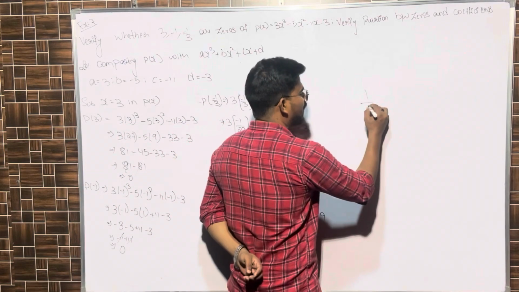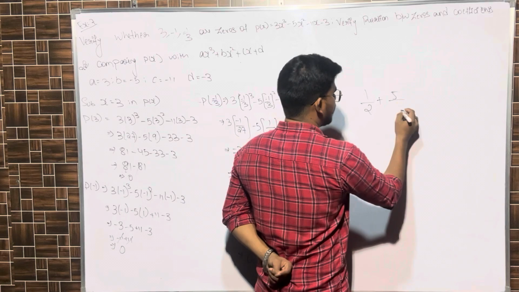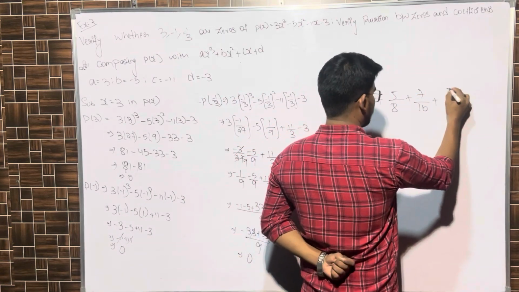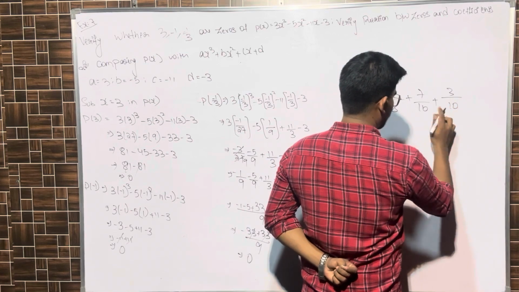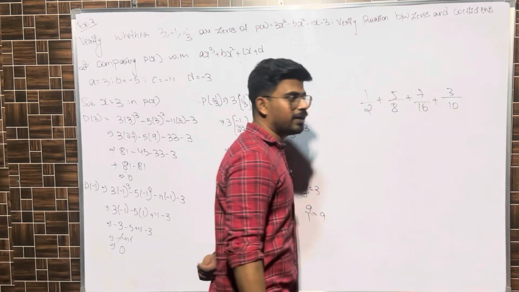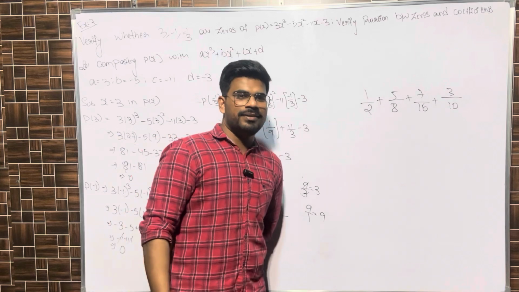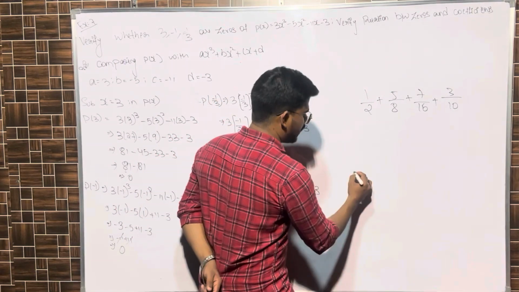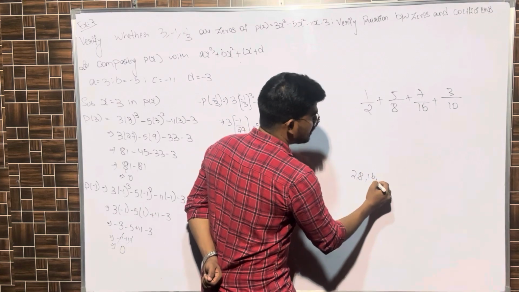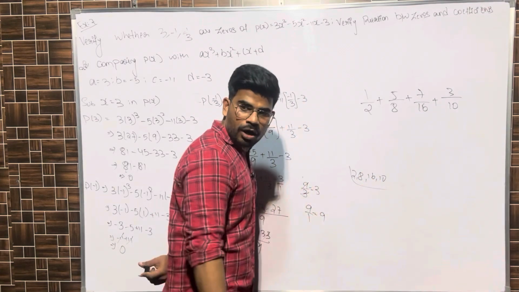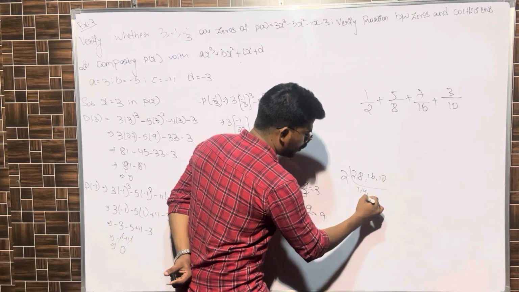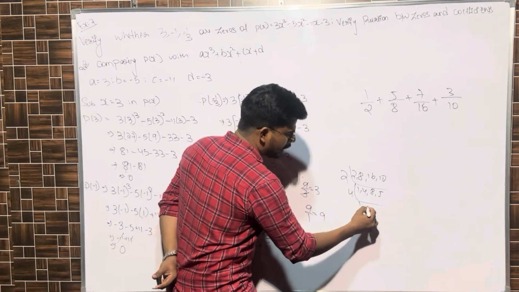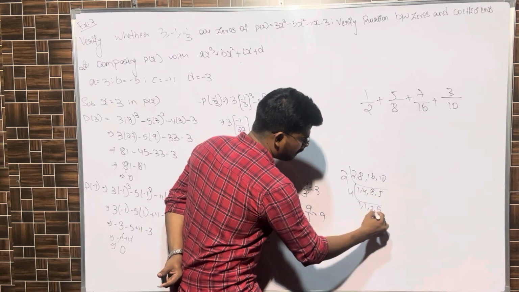Right here. See. For example, if I have 1 by 2 plus 5 by 8 plus 7 by 16 plus 3 by 10. For example, this is the term. We have to take the LCM of all the denominators: 2, 8, 16, 10. Take LCM. All of these numbers go in 2. 2, 1, 4, 8, 5. 4 and 8 go in 4. 1 as it is. 4, 1 is 4. 4 2s are 8. 5 as it is.